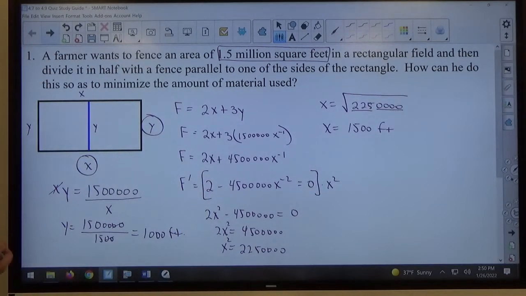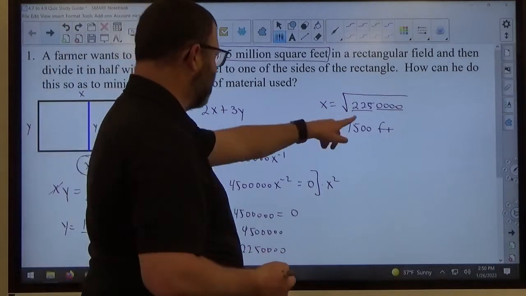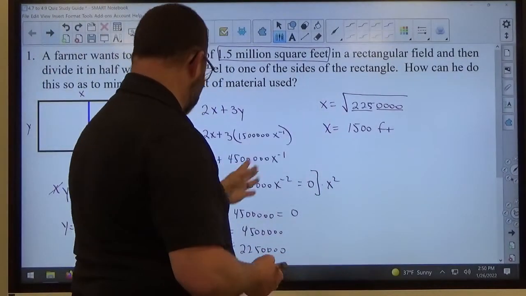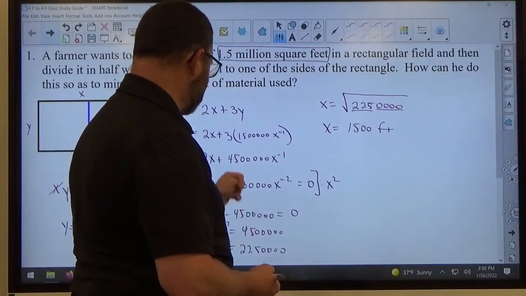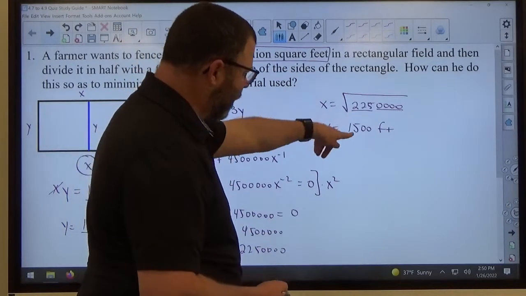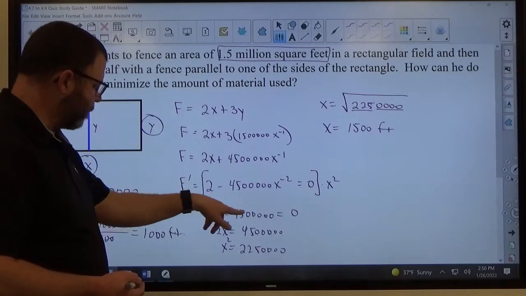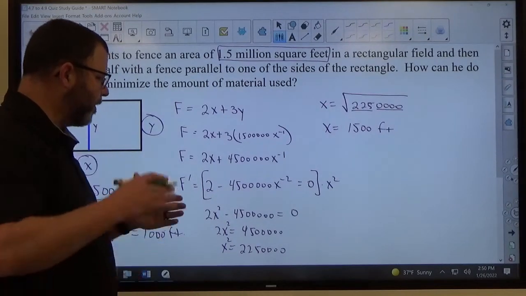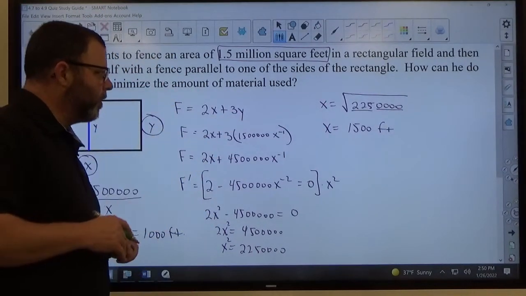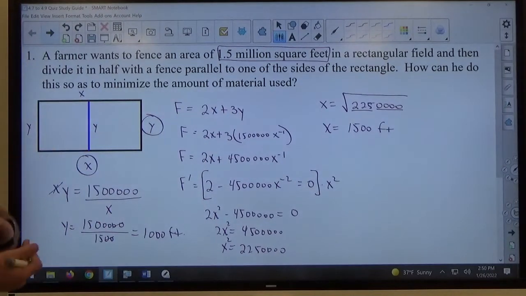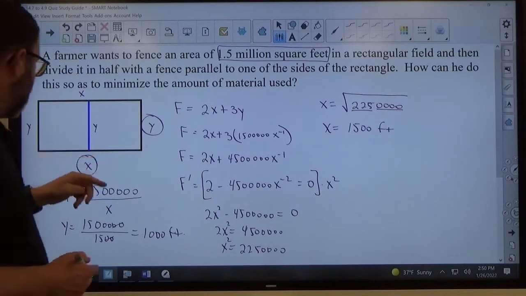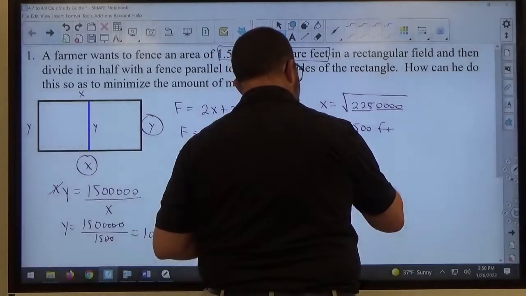If we test it out, if I pick a number less than 1,500, let's say 0, I get negative, so it's decreasing. If I pick like 3,000, squared is 9 million, double that, subtract 4 million, something, that's positive. So it decreases before it increases to 1,500, so 1,500 does represent a minimum. So x should equal 1,500, y should equal 1,000.